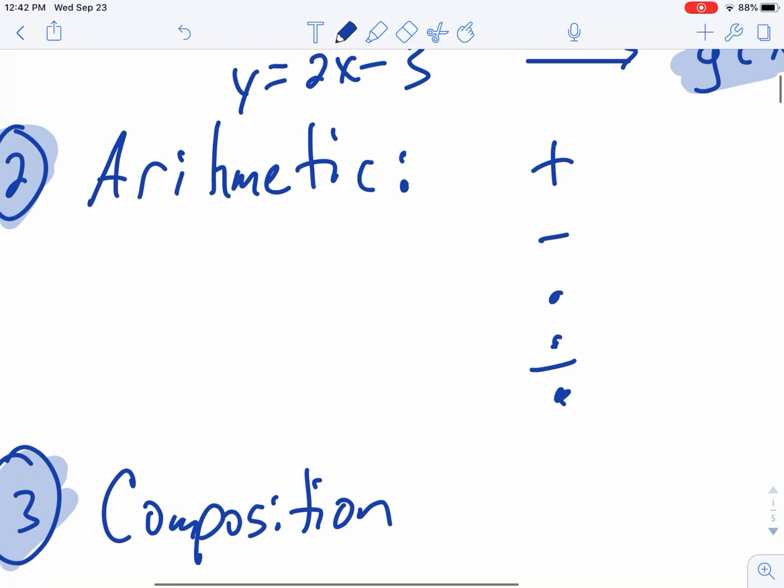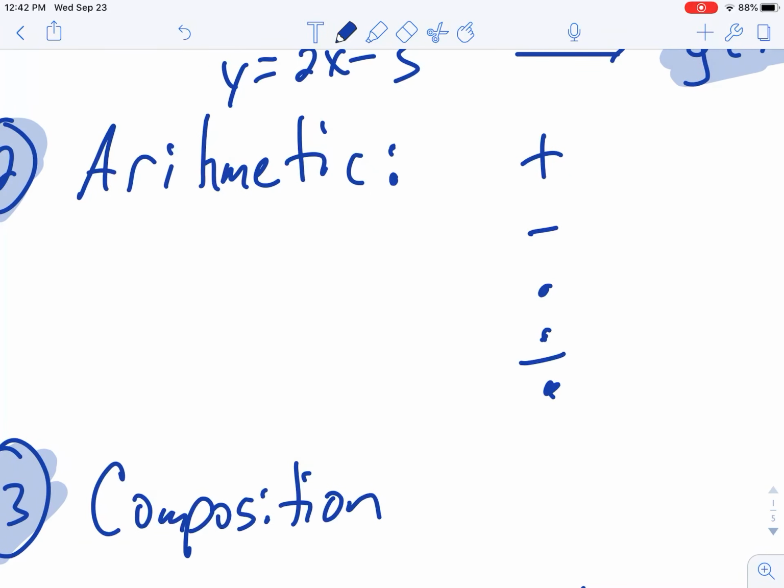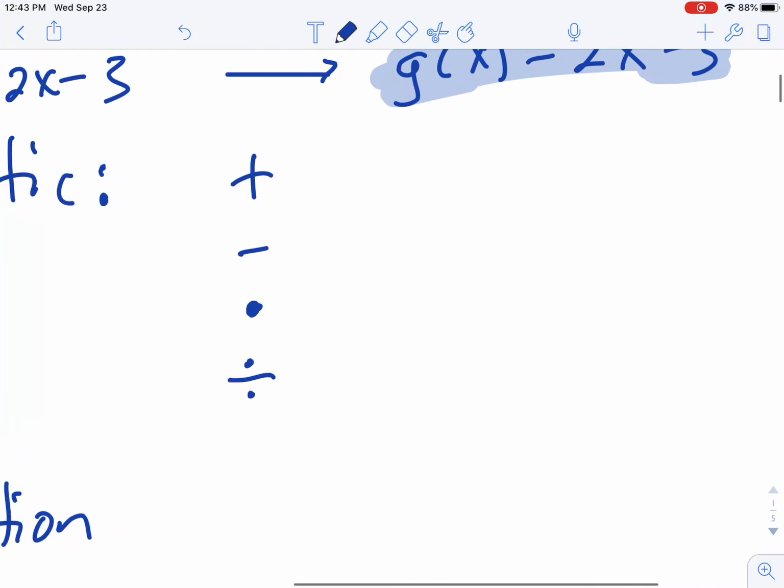Function arithmetic is adding, subtracting, multiplying, or dividing functions. And I realize that doesn't look very neat. My times is the dot, and the divide has dots in it too. So hopefully you can understand the difference there. And boy, could I spell arithmetic more incorrectly? Arithmetic. So there's two ways to write adding of functions.